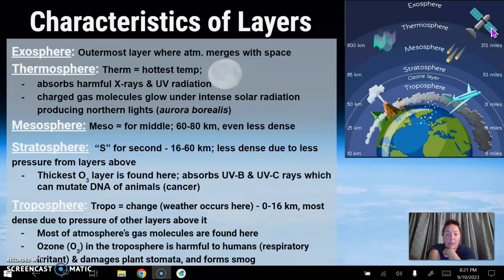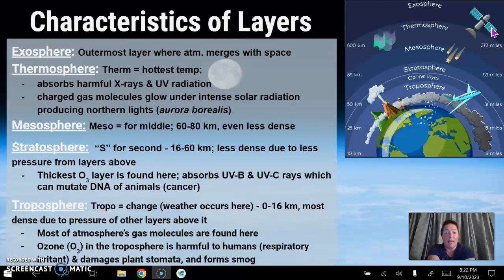The mesosphere is for the middle. That's the least dense. It's about 60 to 80 kilometers. And then the stratosphere, think stratosphere for a second, that is the thickest layer of ozone that absorbs the majority of the UV rays that we're exposed to, which protects us from mutation of our DNA. So the stratosphere is sort of the most important of those outer layers because that's where the ozone layer exists.